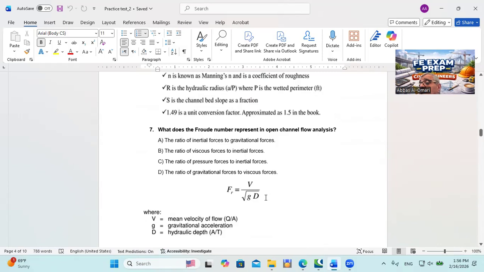It is not a ratio involving viscosity. There is no viscosity in the Froude number, so B is not an answer. C is also not an answer: ratio of pressure, there is no pressure. And D, the ratio of gravitational forces to viscous forces. Again, there are no viscous forces, so D is not an answer either. So the correct answer is A, inertia forces to gravitational forces.